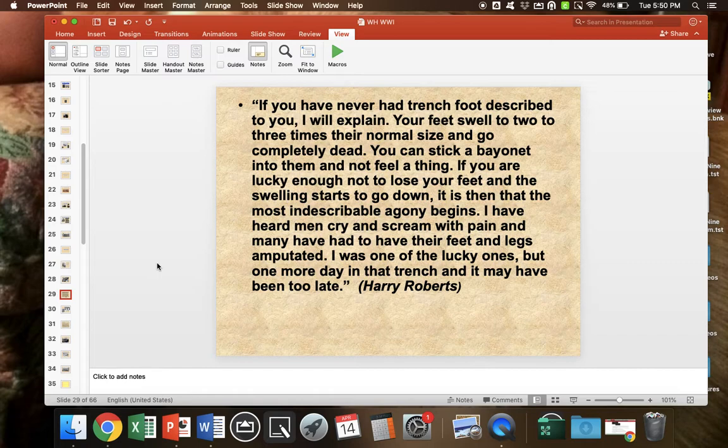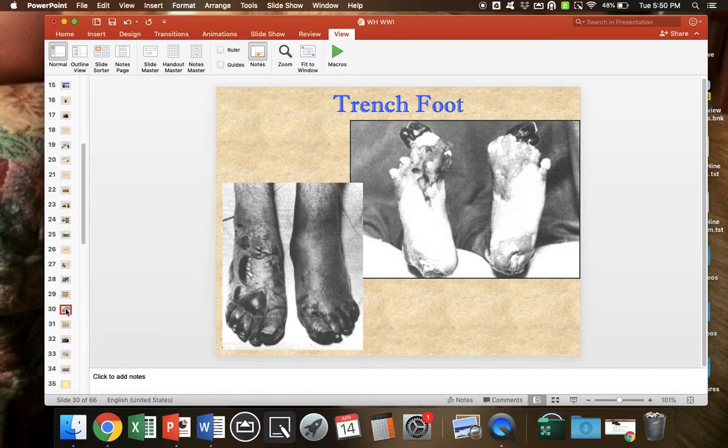Well, here's what happens to that when you stay in wet boots and shoes for weeks on end. You get this thing called trench foot. And as you can see, it is debilitating. In essence, your feet just expand out of your skin. Your feet just pop right out of your skin.